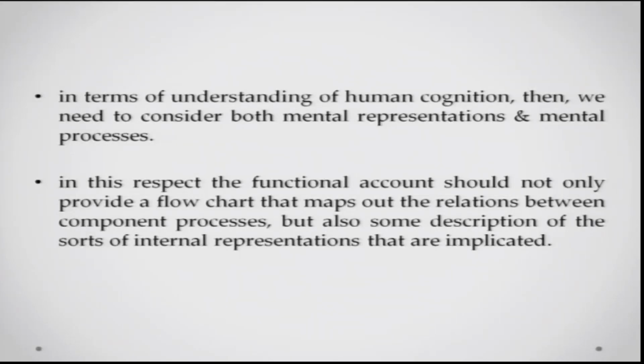That is one of the most important questions in cognitive psychology, which cognitive psychology attempts to explain. In this respect, by the way, the functional account should not only provide a flow chart that maps out the relationship between these different component processes, but also give some description of the sorts of internal representations that are implicated. So when you talk about a flow chart, like in the example of the thermostat, the flow chart should also show how a particular shape or a particular color of a flower is represented, and how they are combined, which leads to the full perception or experience of the flower.